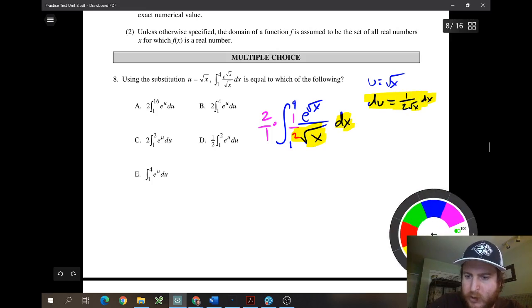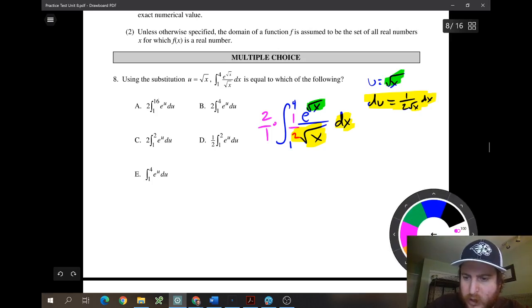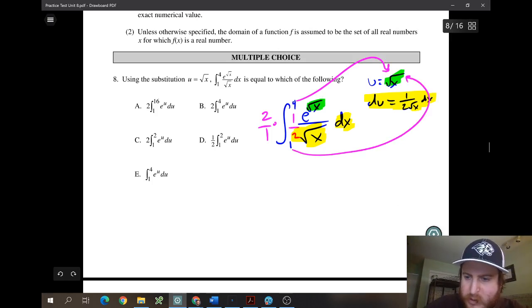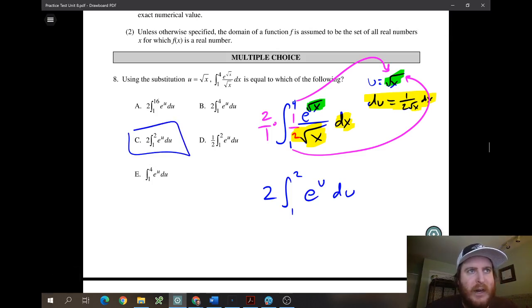And then up here in our numerator, the square root of x in the e part is going to become our u. So we also will need to change our endpoints by plugging them into the square root of x. The square root of 1 is 1. The square root of 4 is 2. So this becomes 2 times the integral from 1 to 2 of e to the u du. So that would match up with choice C. All right, so be careful about that.